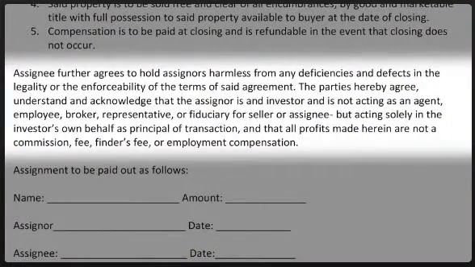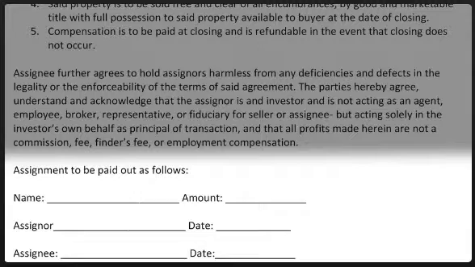Assignee further agrees to hold assignors harmless from any deficiencies and defects in the legality or the enforceability of the terms of said agreement. The parties hereby agree, understand, acknowledge that the assignor is an investor and is not acting as an agent, employee, broker, representative, or fiduciary for seller or assignee, but acting solely in the investor's own behalf as principal of transaction, and that all profits made herein are not a commission fee, finder's fee, or employment compensation.